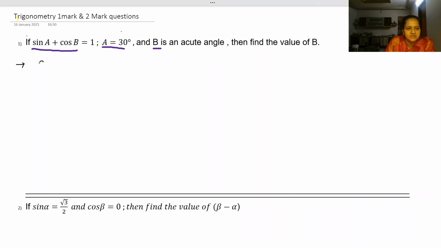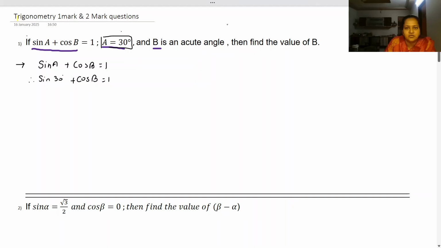What is given to us? We are given that sine A plus cos B is 1. We already know the measure of angle A. How much is it? Yes, it is 30 degrees. So we can replace A and write sine 30 plus cos B is 1.